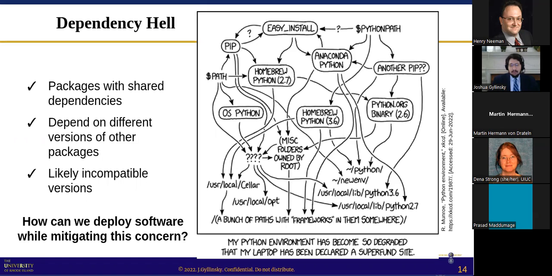But as you're installing, if you are installing with broad-reaching full system deployment, you often will end up in what's colloquially described as dependency hell, where the packages tend to have shared dependencies that all require different versions, and they're all incompatible, or some level of incompatibility. So the real question is, how can we deploy while mitigating this concern?